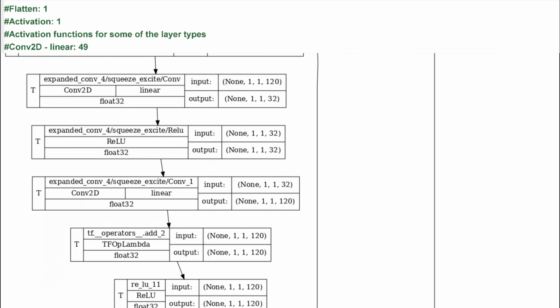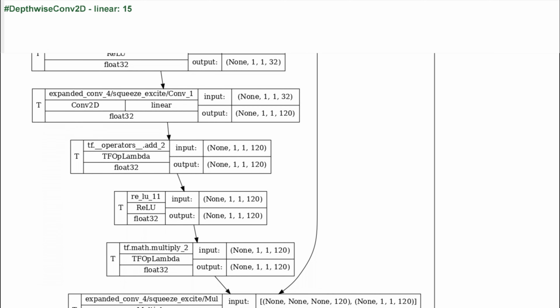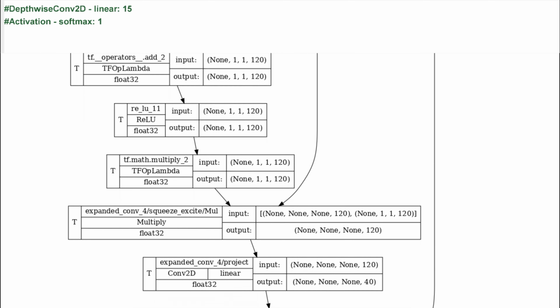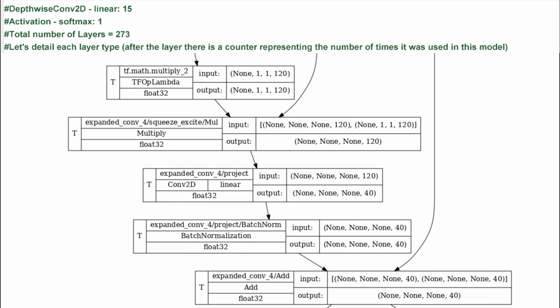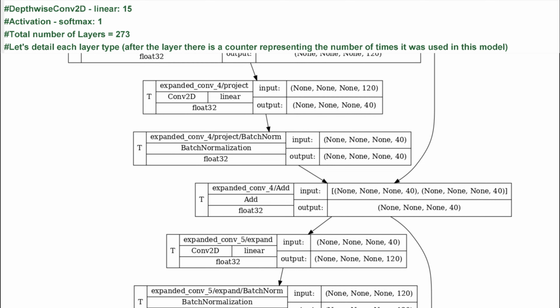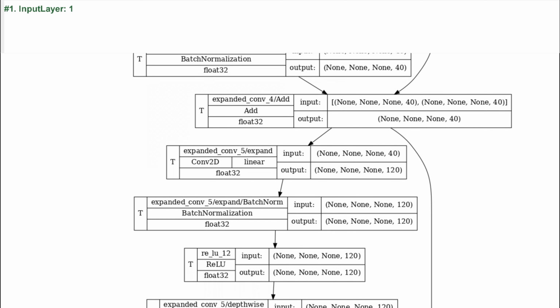Conv2D, linear, 49. Depthwise Conv2D, linear, 15. Activation, softmax, 1. Total number of layers equals 273. Let's detail each layer type. After the layer there is a counter representing the number of times it was used in this model.